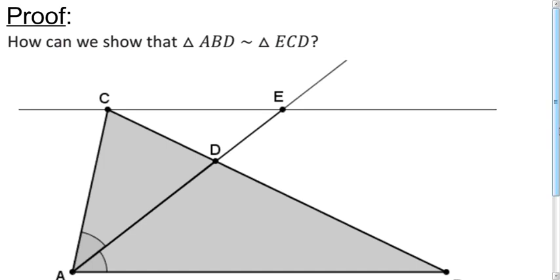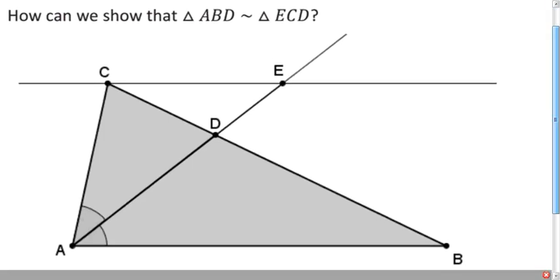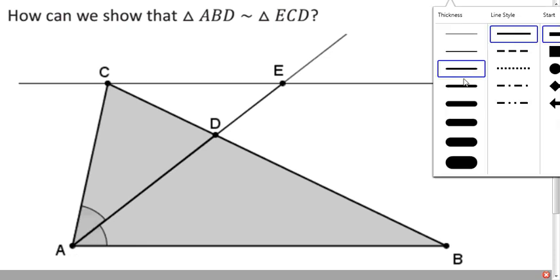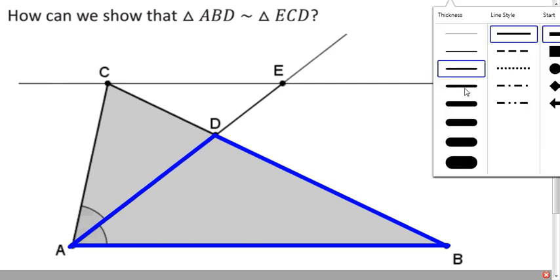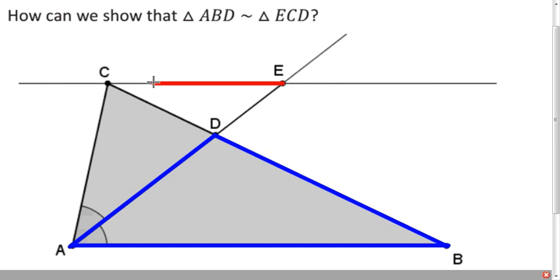So how can we show that those 2 triangles are similar? So let's highlight them. We're looking at triangles ABD, so ABD in blue, and ECD, E to C to D. Why is the blue triangle similar to the red triangle? What do you notice there?